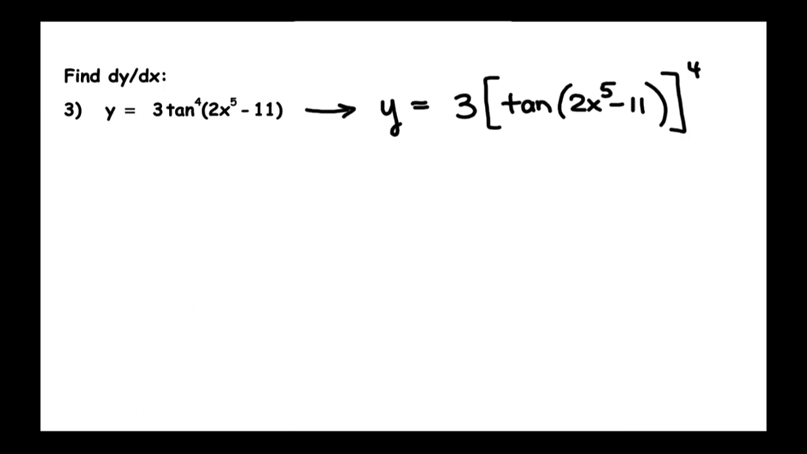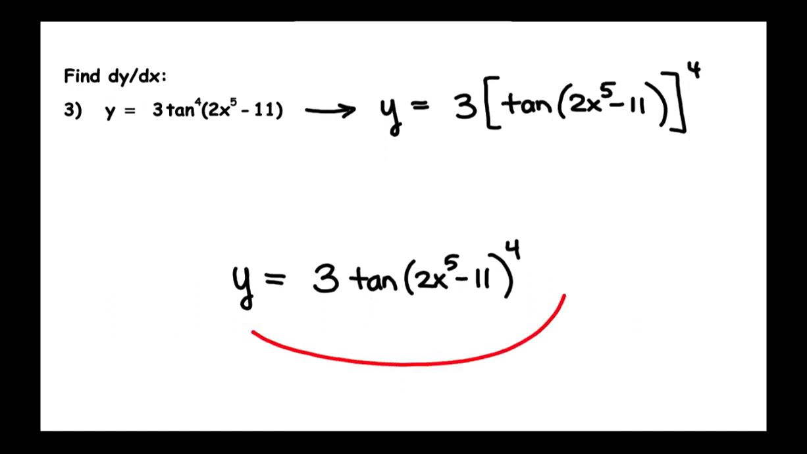Notice that the 3 is not being taken to the 4th power. It's not 3 to the 4th. It's not 81. It's just a 3. The tangent is being taken to the 4th power. That's what's happening. Please do not do this. I see this a lot.